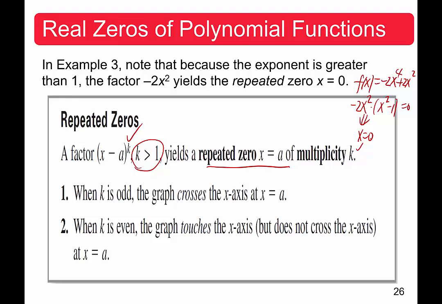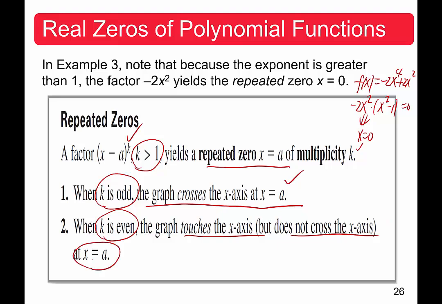If k is odd, then the graph crosses the x-axis at x equal to a. If k is even, then the graph touches the x-axis but does not go through it. Right? It does not cross the x-axis at x equal to a. Okay, that actually matters, and we should also pay attention to this particular phenomenon from a graphical perspective.